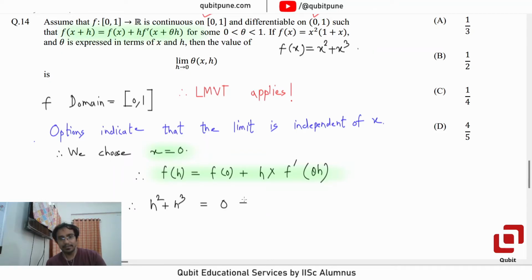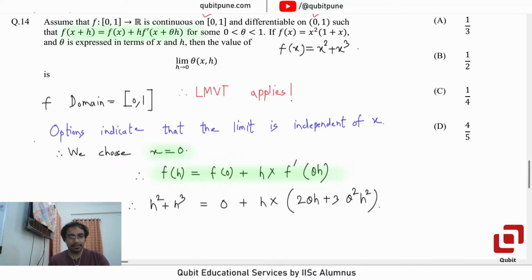f(0) is 0. Then h into f'(θh). f'(x) is 2x plus 3x squared, right? So at θh it would be 2θh plus 3θ squared h squared.